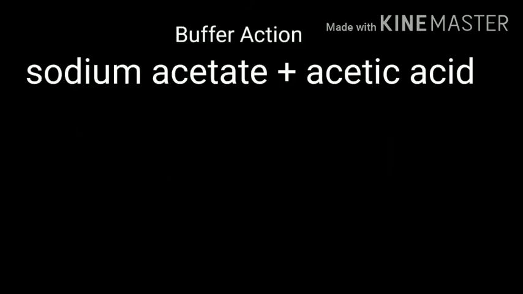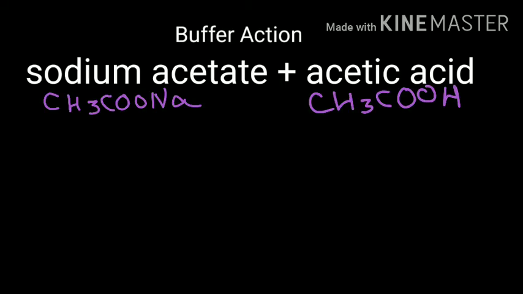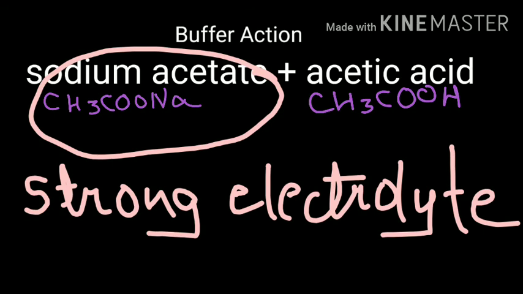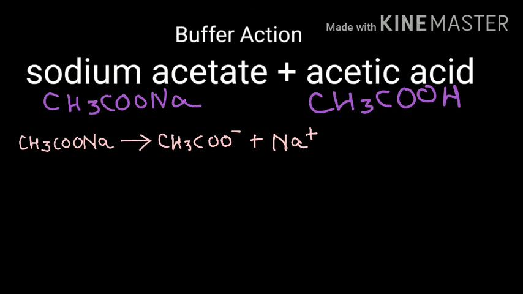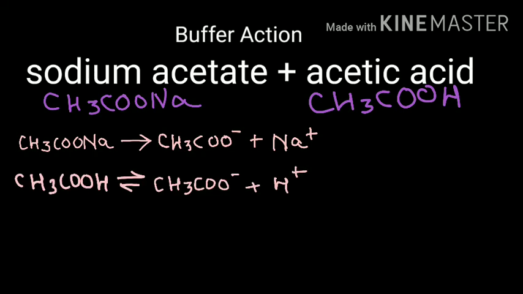Let us now study the concept of buffer action. Here we are taking the example of sodium acetate and acetic acid buffer. We know that sodium acetate, that is CH3COONa, is a strong electrolyte, and being a strong electrolyte, it is going to dissociate completely as follows. Weak acid is not going to dissociate completely, that is CH3COOH is going to dissociate as CH3COO minus plus H plus.